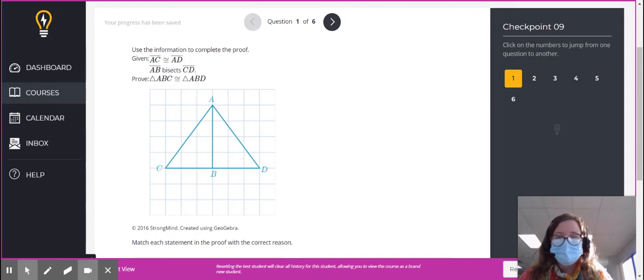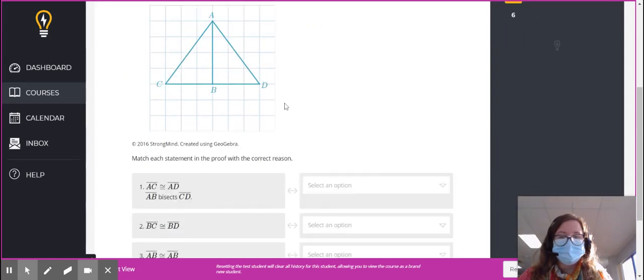So here we are given this information. AC is the same thing as AD. AB bisects CD. And we want to prove that triangle ABC is congruent to triangle ABD.